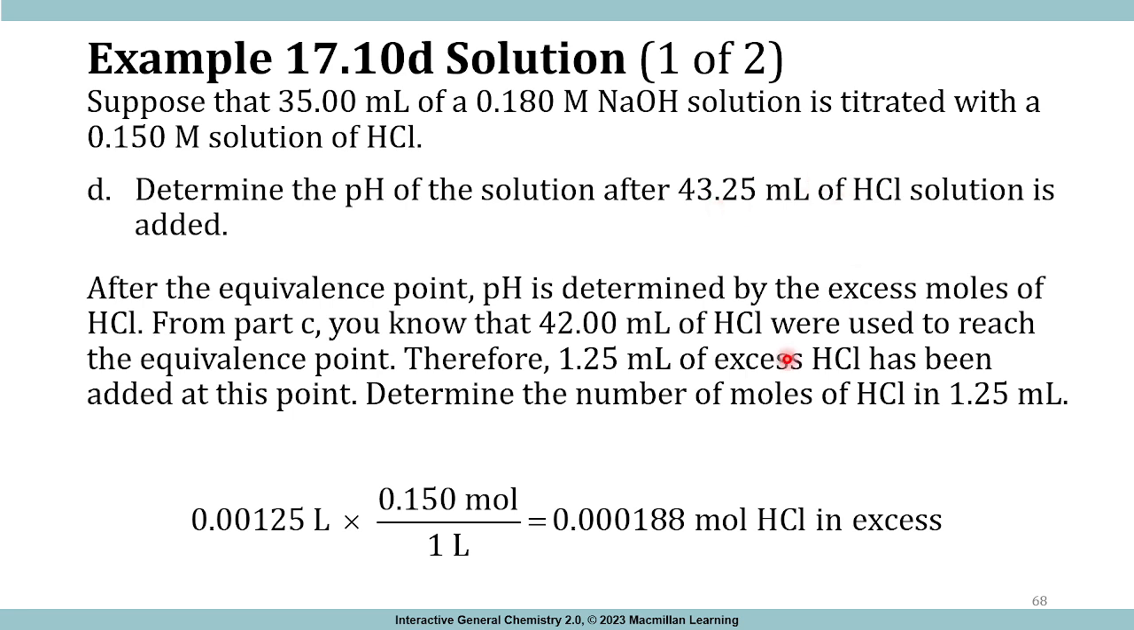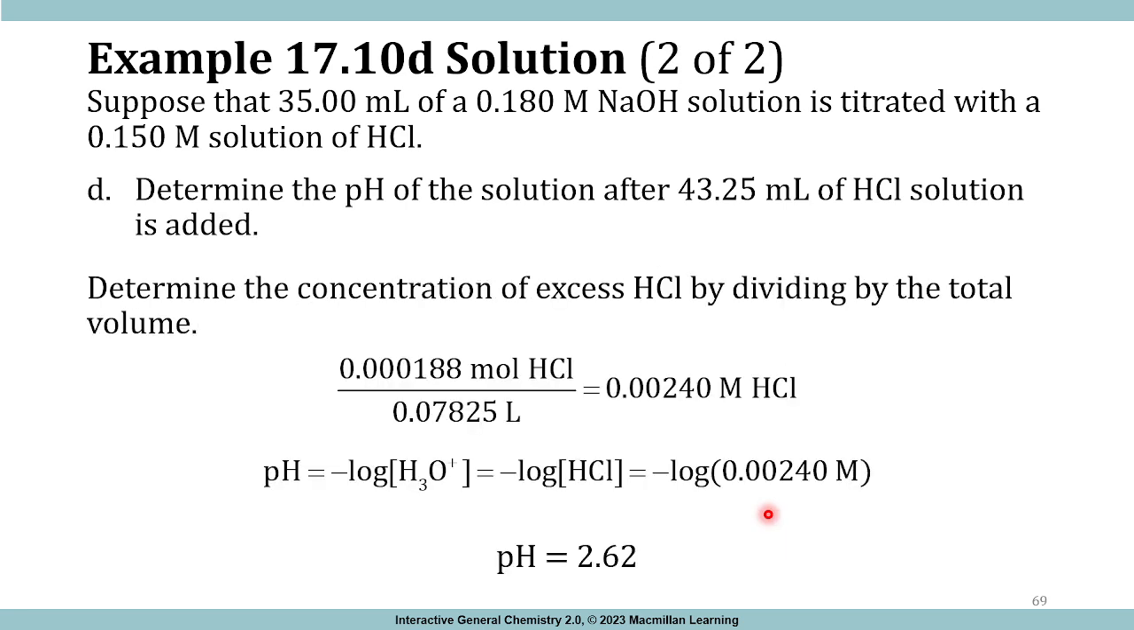Okay. And so all you need to do is take 1.25 milliliters, get into liters, multiply it by the concentration of the HCl. And that's going to give you the excess moles of HCl. Now, once we have the excess moles of HCl, we need to divide it by the volume, don't we? And so our total volume is going to be, well, we have 43.25 that was added to 35, wasn't it? Divide that by 1,000 to get in liters. Then we divide our moles by that liters, and we get the molarity of the HCl. Anybody have any questions about this so far? Am I losing anybody?